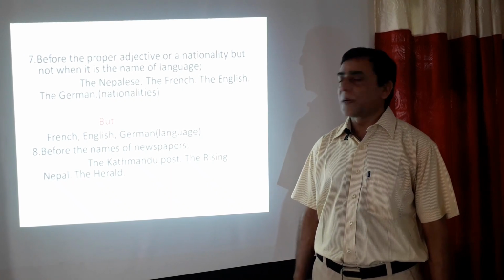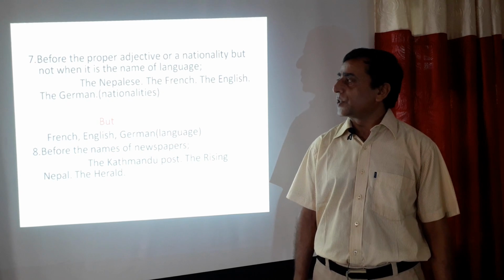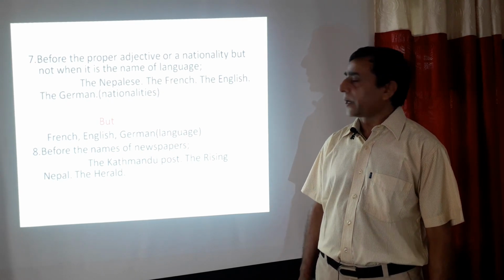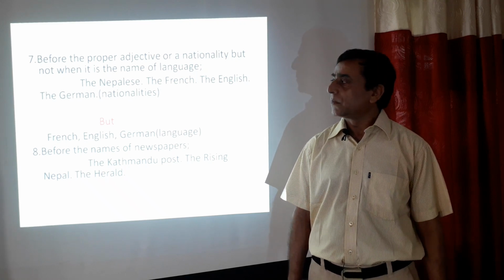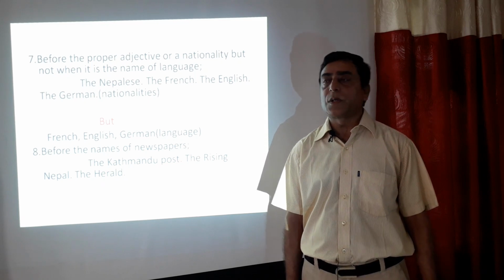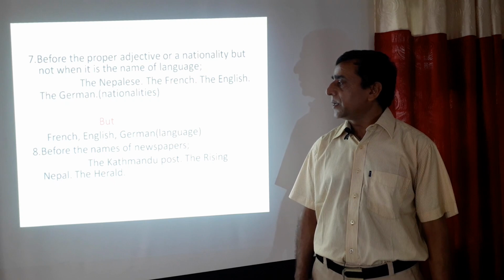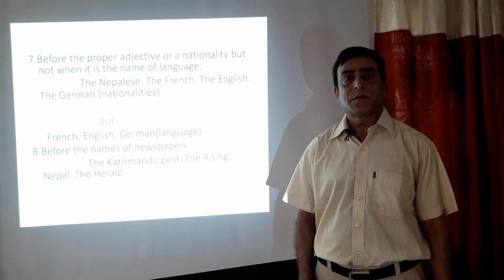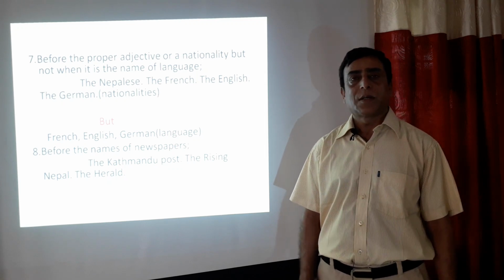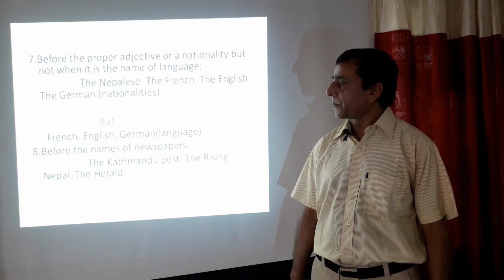For example, the Nepalese. Nepalese is the nationality. The French is a nationality here in this sentence. The English is a nationality. The German is also a nationality. Before it, we use the. But when we are talking about French, English, and German as languages, according to the meaning of the sentence, they should be used without the article.